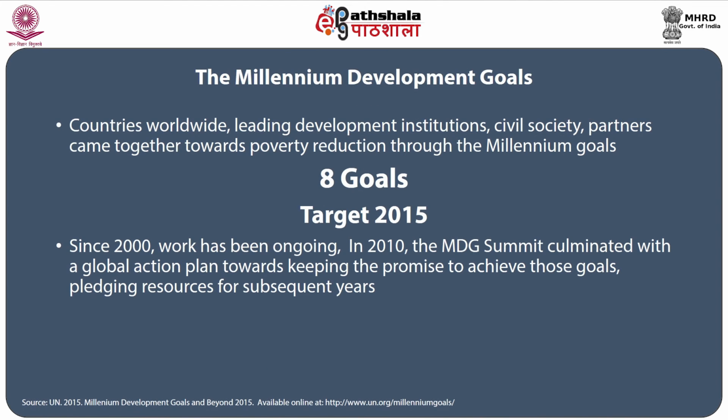Subsequently, we need to understand the Millennium Development Goals that were emphasized later, in 2000. The countries worldwide, as leading development institutions, civil societies and partners, came together towards poverty reduction through the Millennium Development Goals. There are altogether 8 goals, and the target of achieving them by 2015 was the major emphasis. Since 2000, work has been ongoing. The MDG summit culminated with a global action plan towards keeping the promise to achieve these goals and pledging resources for subsequent years.